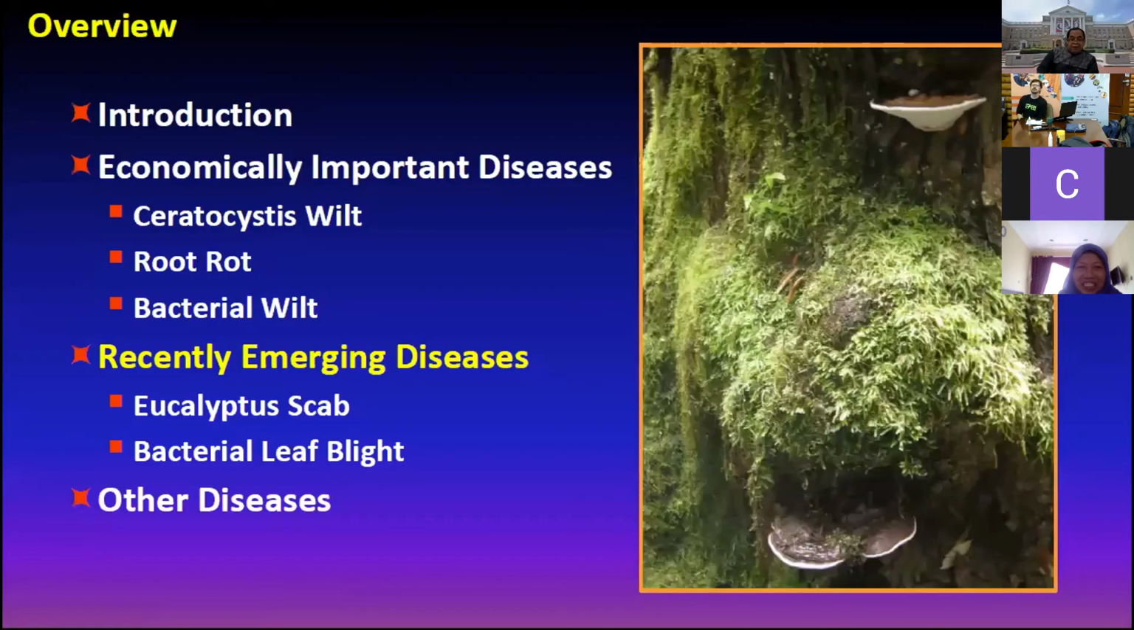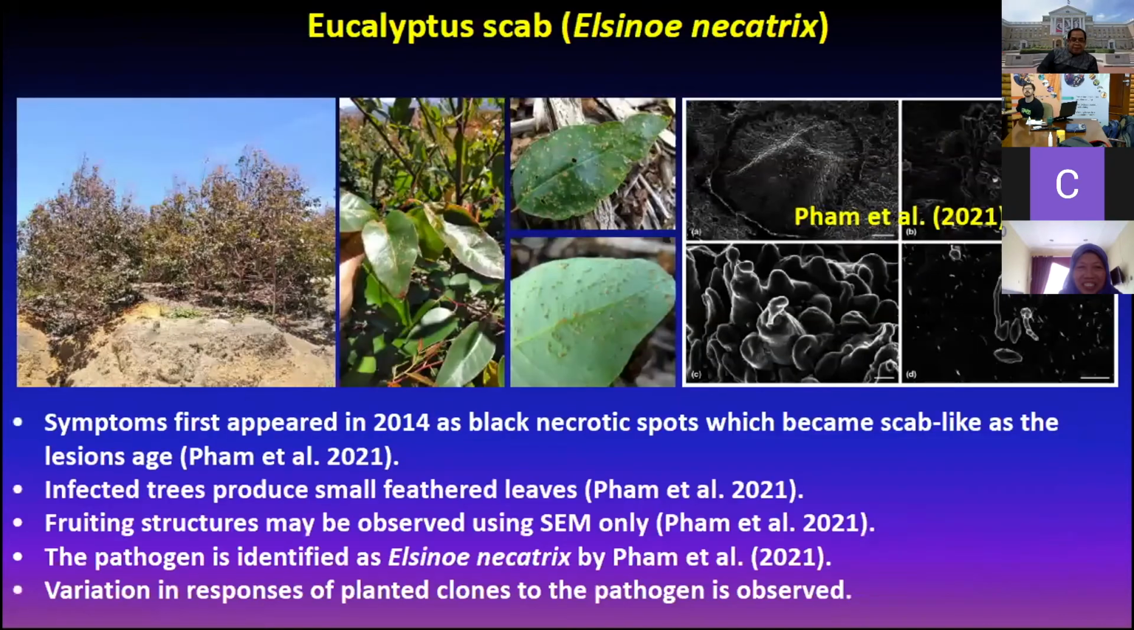The first one, yes, eucalyptus gall. This is actually not a new disease, as mentioned by Pam. The first symptom appeared in 2014, so it took us like 7 years to understand the disease.